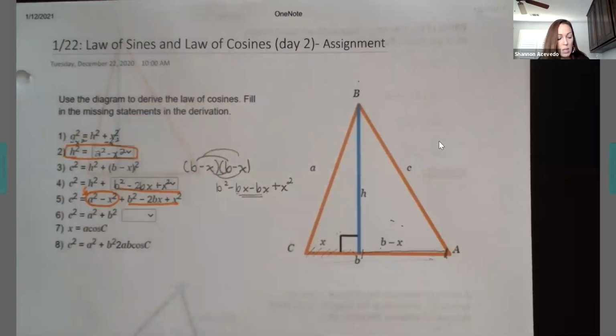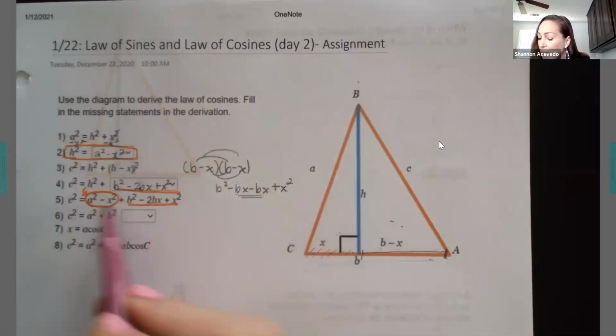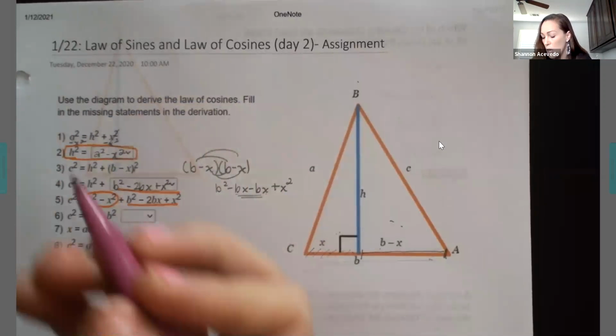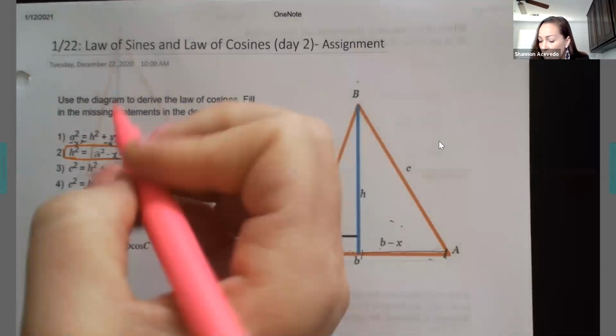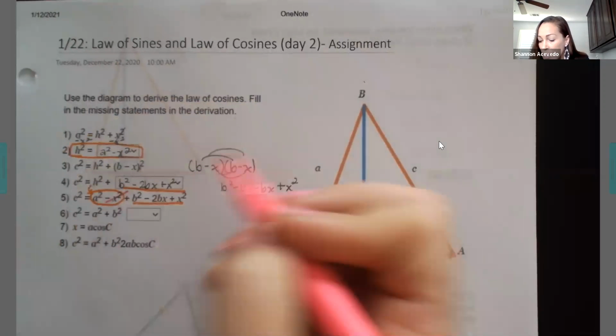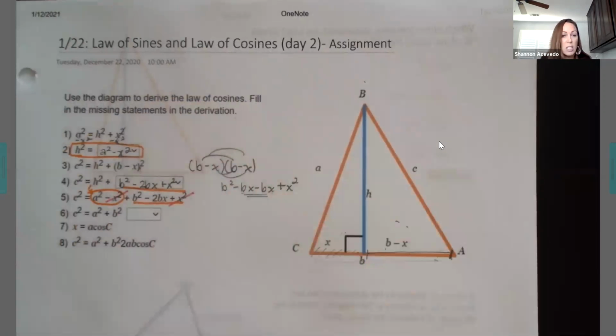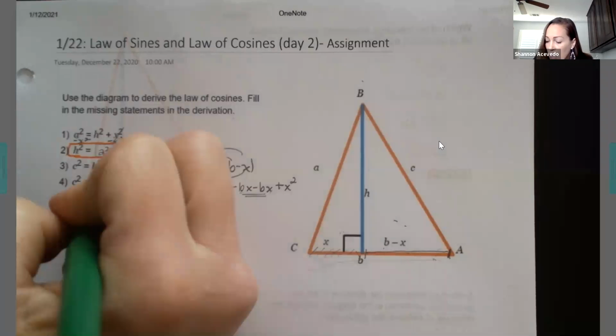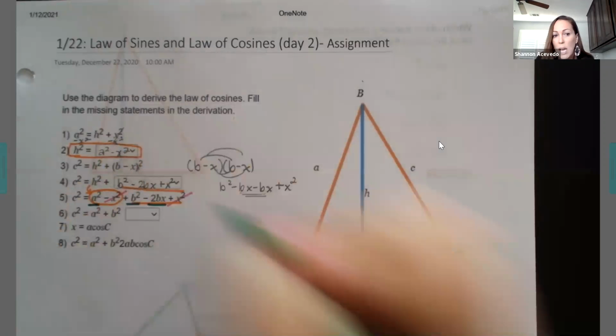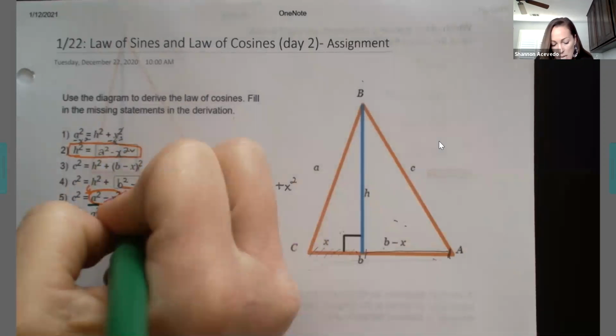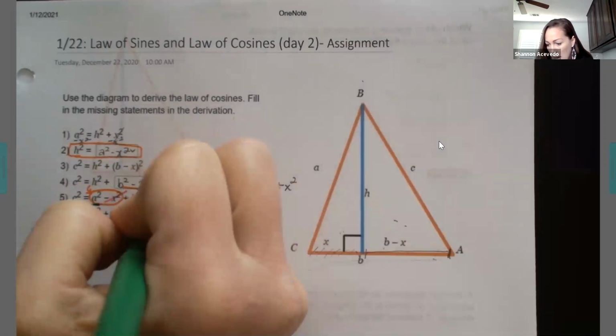Okay, well, then what's my next step saying? Well, I look here and I go, okay, can I clean any of this up? And I notice that I have a negative x squared and a positive x squared. So those would cancel each other out. And when I cancel them out, I'm left with my a squared plus my b squared, and then I have this minus 2bx. So that's what's missing here, this minus 2bx.